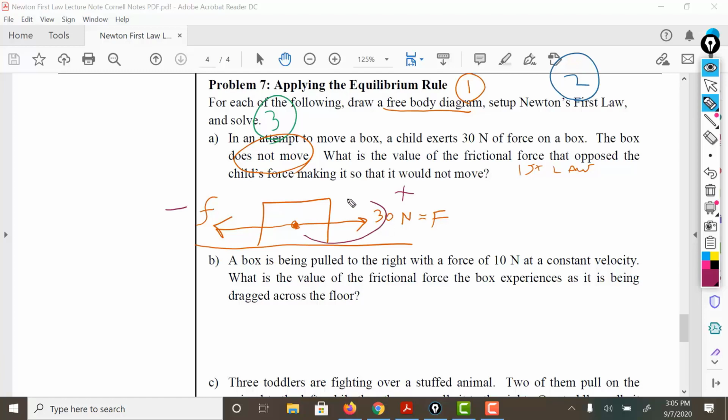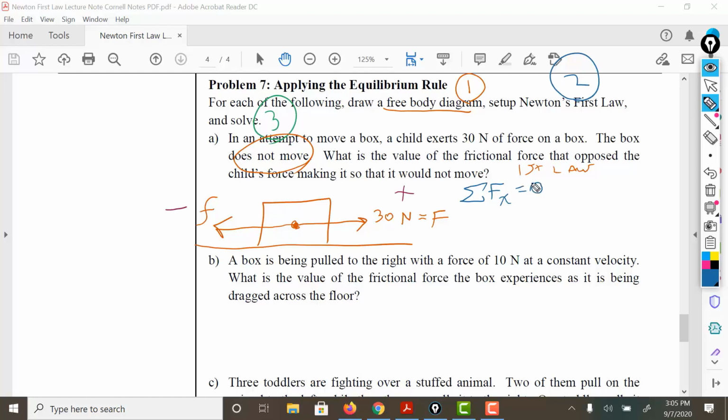You'll notice that this arrow is going to the right, and therefore this value is positive. You're going to notice that this one's going to the left, and therefore it's going to be a negative. Number 1 is done. Part A, number 1, we drew a free body diagram. Great. Part 2, let us set up Newton's first law. Newton's first law states the following. It states that the sum of the forces along the x-axis is 0.